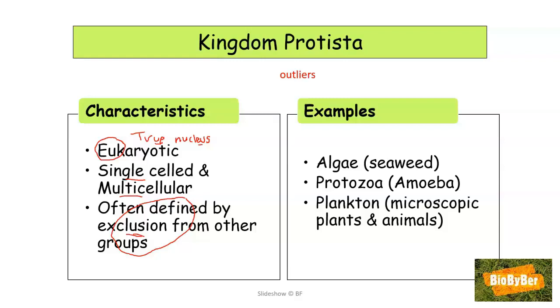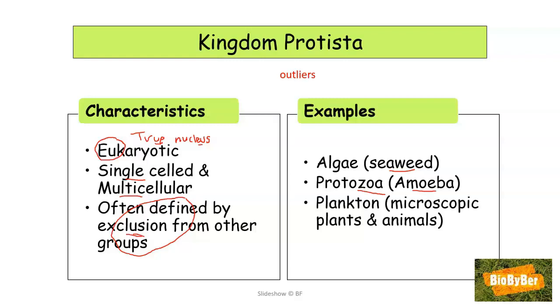So what kind of organisms belong to this kingdom? Well, first of all, we have the algae, which are basically seaweed. Now, seaweed is not a proper plant. It doesn't have stems and roots and proper leaves. So this is why it belongs in this kingdom. Protozoa, like the amoeba, which we will be studying later. The amoeba is a single-celled organism living in freshwater ponds and slow-moving streams. The amoeba is unicellular or single-celled.